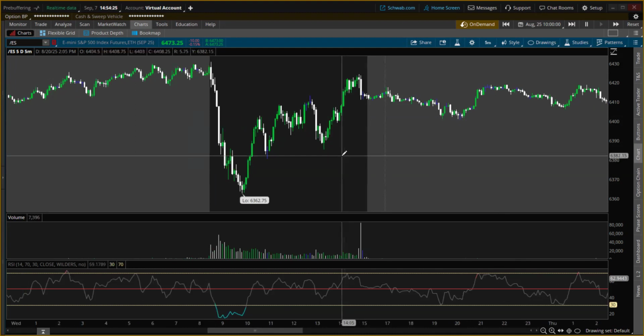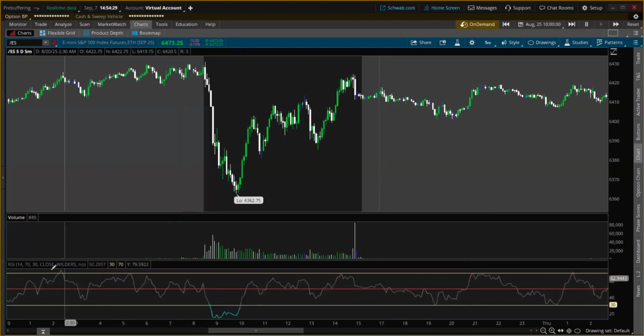You may not use RSI a lot, but if you understand the RSI divergence. And down here, this is the RSI on the Thinkorswim. Right here in the middle is the volume on the Thinkorswim. We're going to show you where everything is at, how to put it all on your screen as we move forward in class. Okay. Does anybody have any questions?